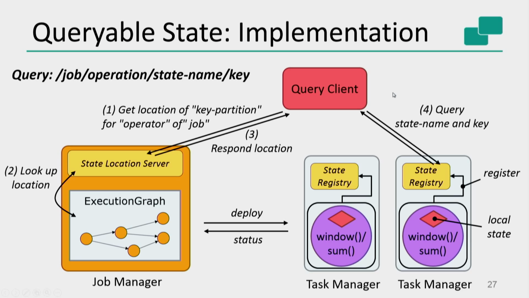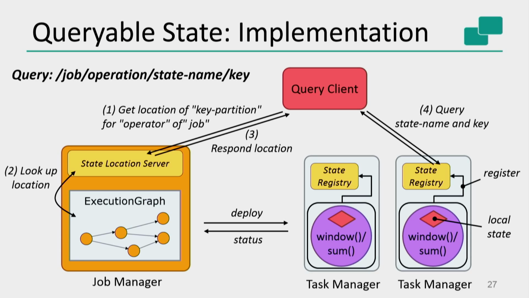So it's a fairly straightforward thing, right? First you look up the location, and then you directly query the location. The query client does some caching, so not every lookup has to go to the job manager again. And that's basically it.